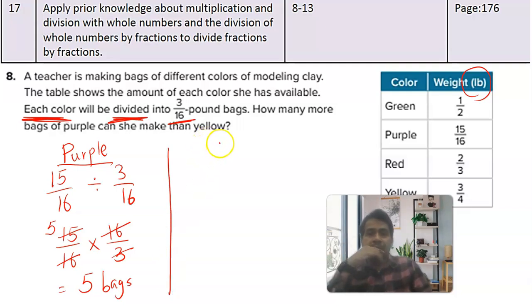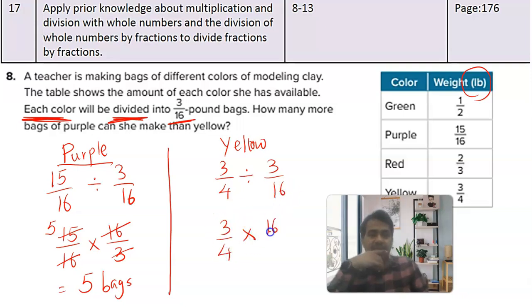And yellow, which is 3 by 4, and you divide it by 3 by 16 bags, you get keep, change, flip. 3 and 3 will divide each other. 4 times 4 is 16, so you get 4 bags of yellow.